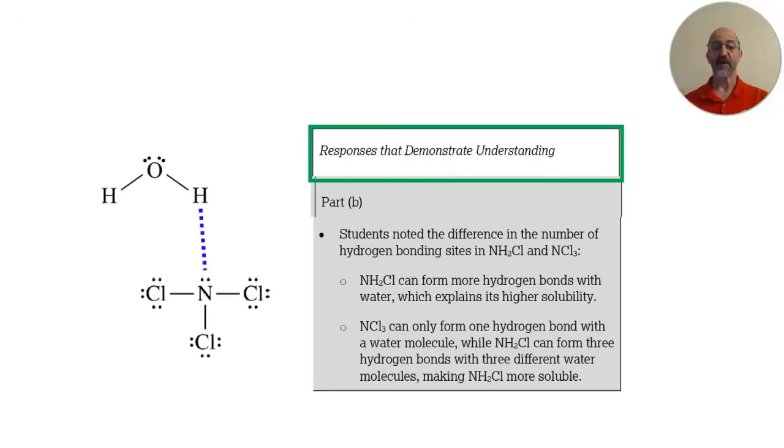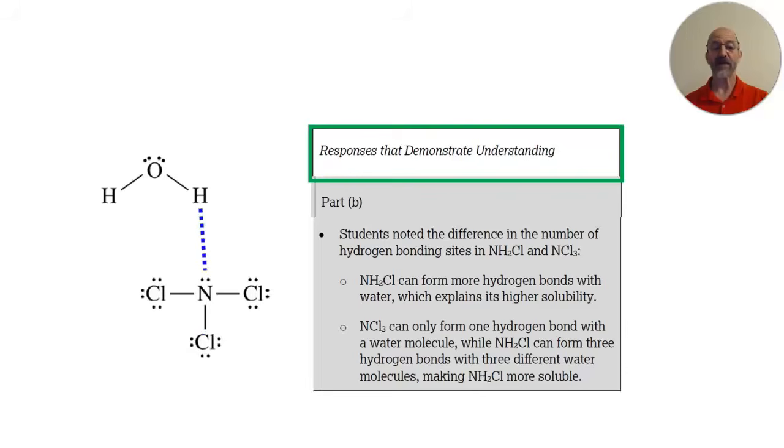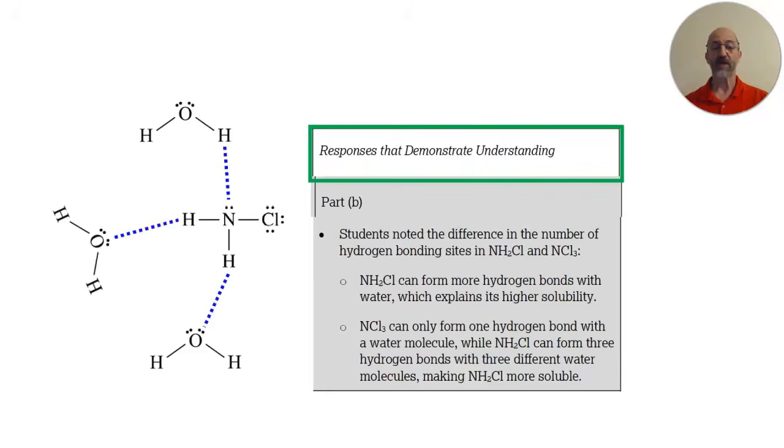So there's an example of a hydrogen bonding attraction between NCl3 and water, but that's only one spot, whereas with NH2Cl, it can form more hydrogen bonds with water, which explains its higher solubility. Hopefully that helps you understand the difference between NH2Cl and how it interacts with water and NCl3. So we have weaker attractions with NCl3 and water, and we have stronger attractions between NH2Cl and water.